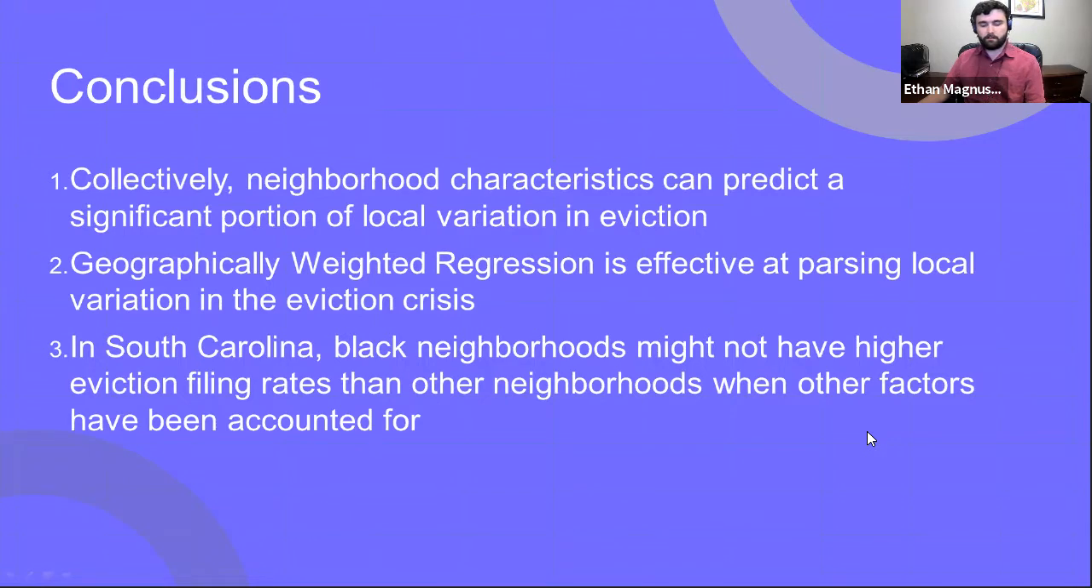And finally, there is a lot more research that needs to be done on why we failed to find a relationship between Black neighborhoods and higher eviction filing counts in South Carolina, because we know through a lot of other studies that African Americans are more likely to be evicted. But the fact that once controlling for all those variables at the neighborhood level, there is not a significant relationship, should open the door to more research into why that might be and what might be causing this.